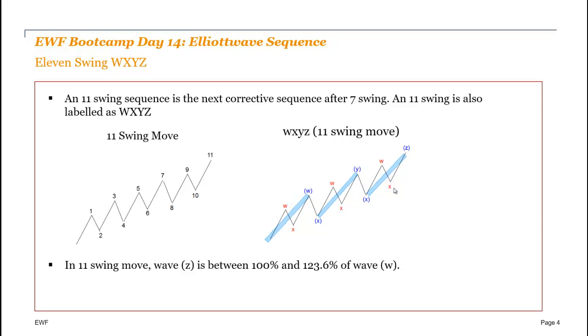Okay, which is a WXY. This is also called a double 3 structure. Alright, so in an 11 swing move, the width of Z, which is this leg here, is between 100 and 123.6% of the width of W in blue.